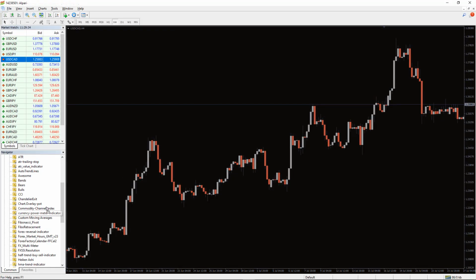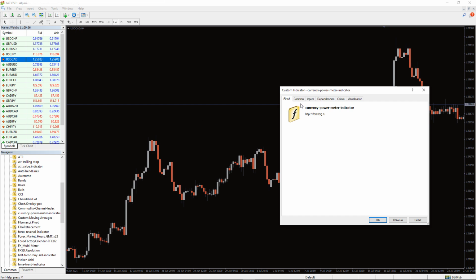To run the indicator, simply drag the currency power meter indicator from the indicator list to your MT4 chart. And please don't forget to click on the yellow DLL ports in the settings window.